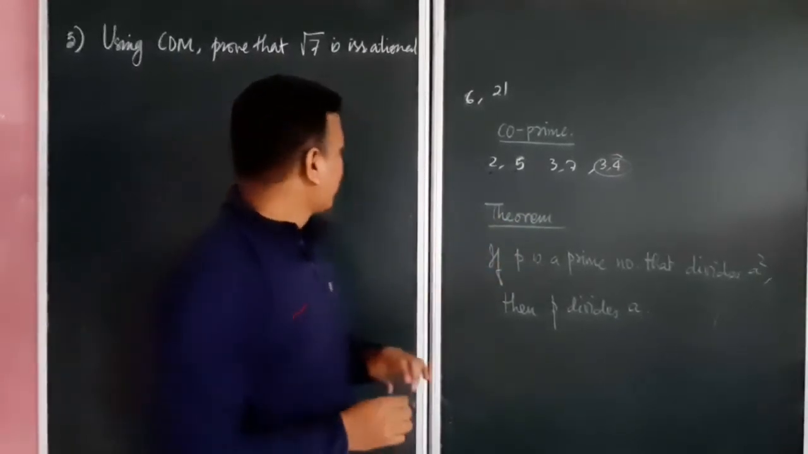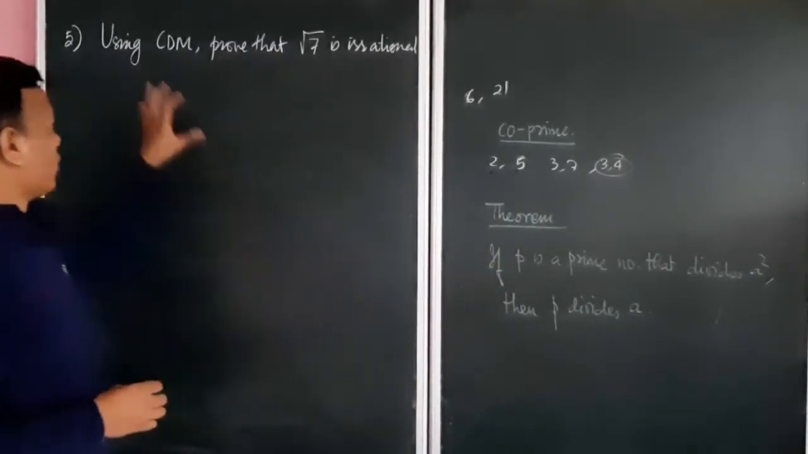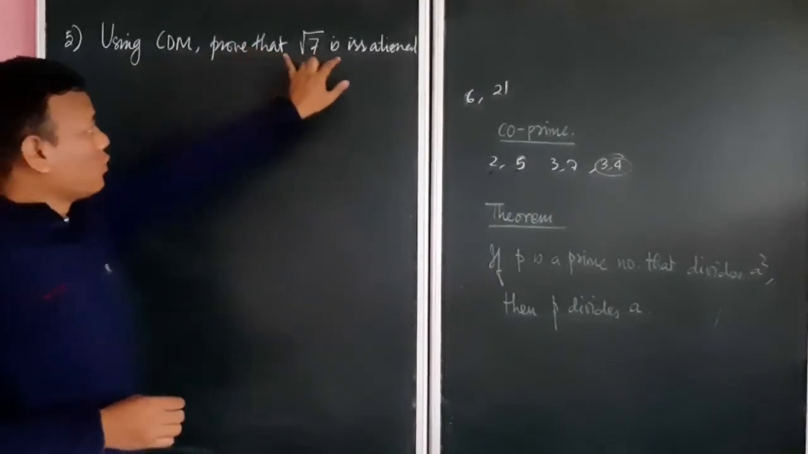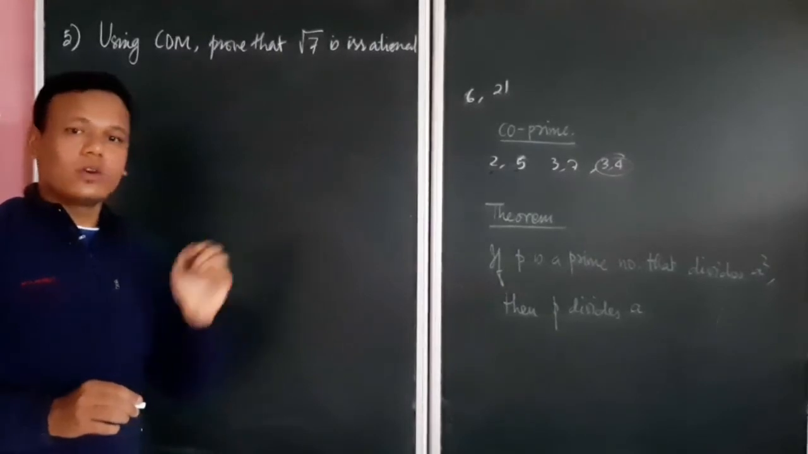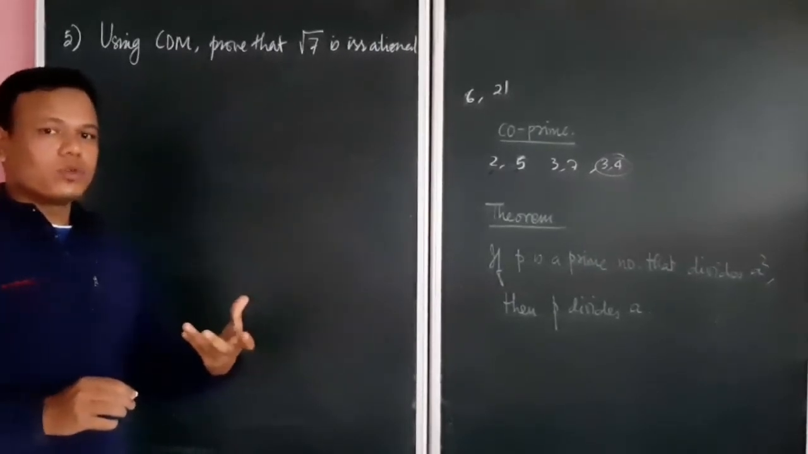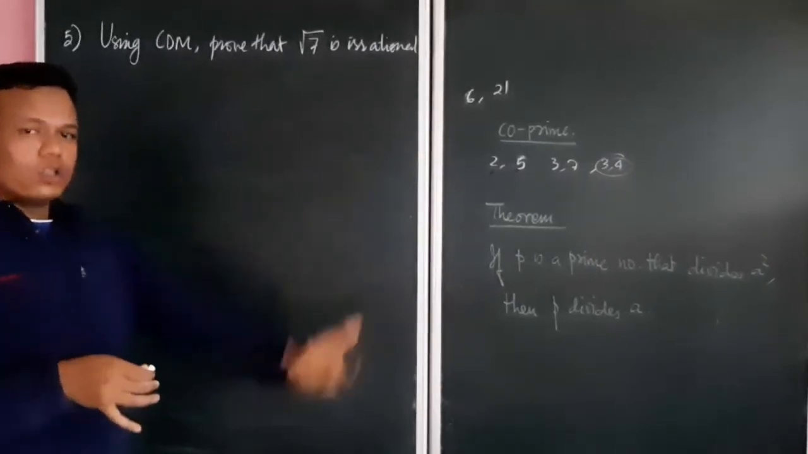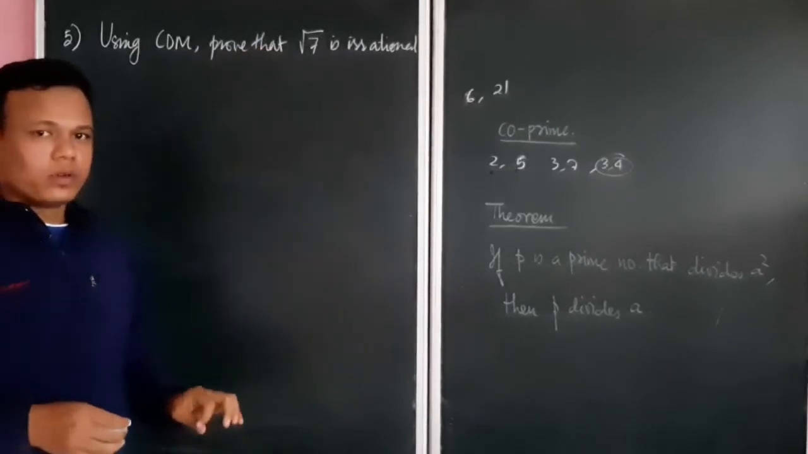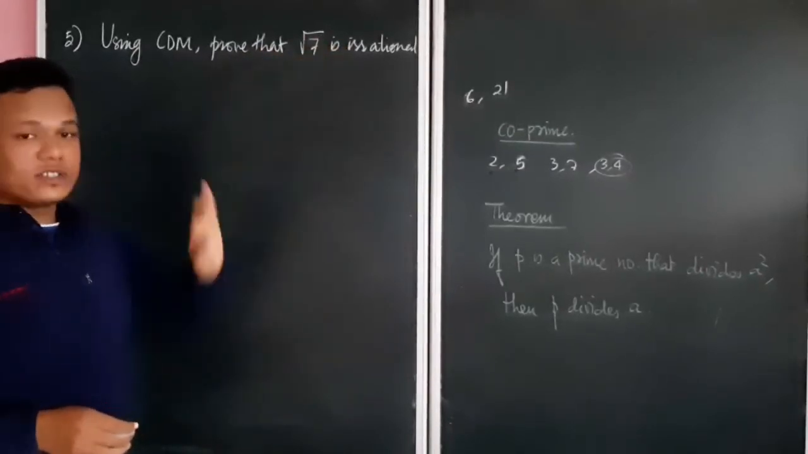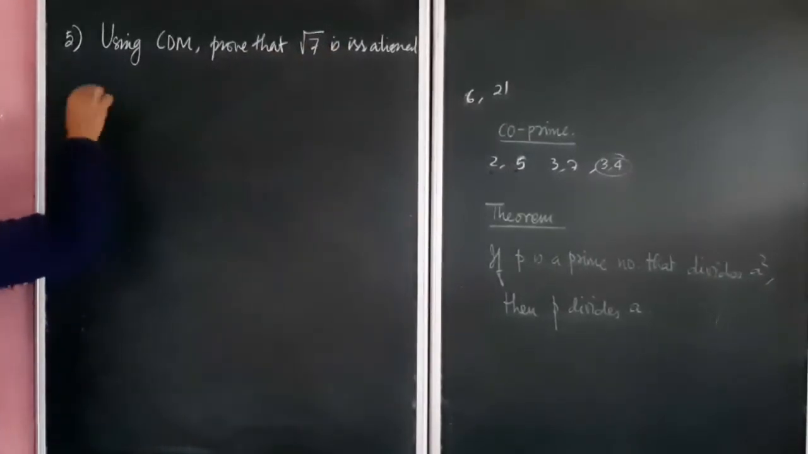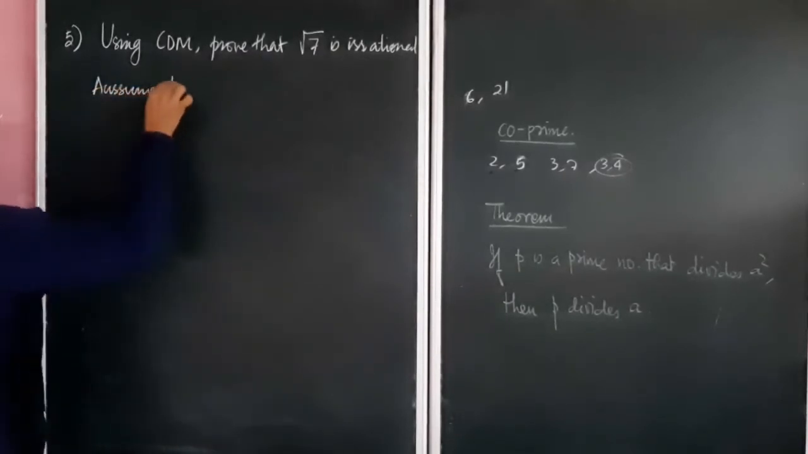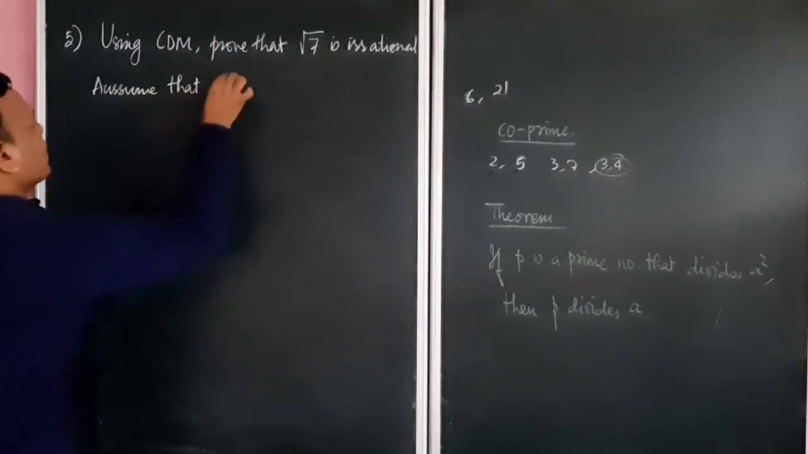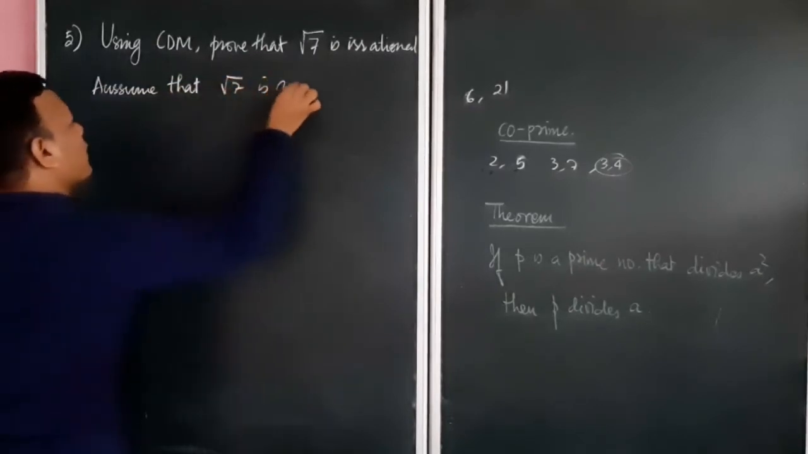Okay, so let us begin. It is given that root 7 is irrational. That's what we need to prove. But we are using contradiction. So in contradiction, what do we do? We take the false part of whatever we need to prove. And we need to prove root 7 is irrational. So that's why we assume that root 7 is rational.